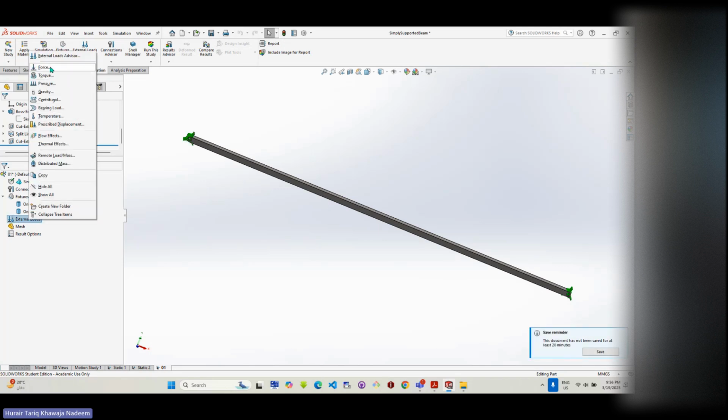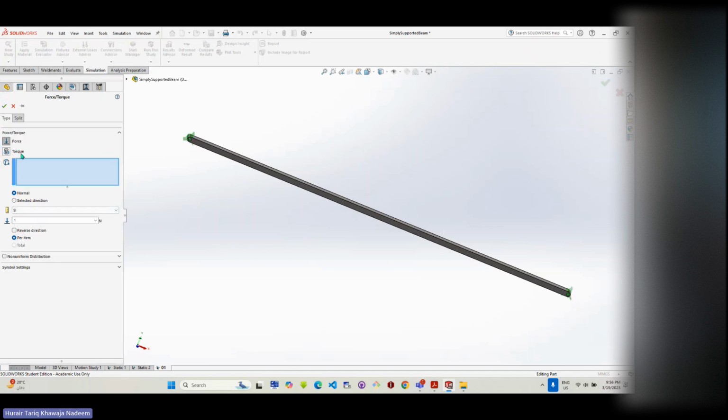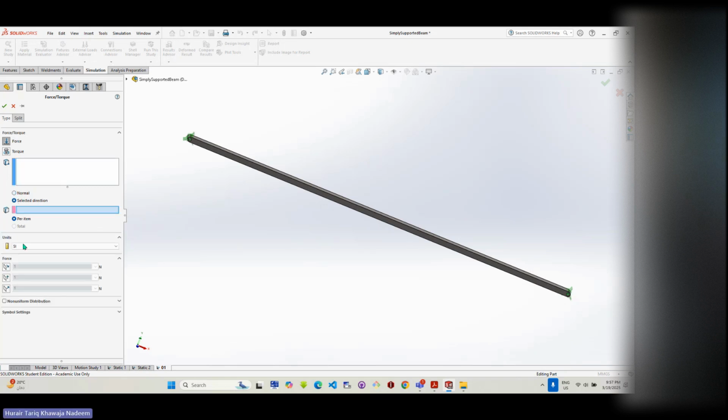Okay, so I want to apply force. When I click on apply force, it asks me how I want to apply the force: normal or selected direction. When I click on selected direction, it gives me 3 options. Remember, this is all uniform distribution. If you want non-uniform distribution, you have to come over here. Right now I am applying uniform distribution.